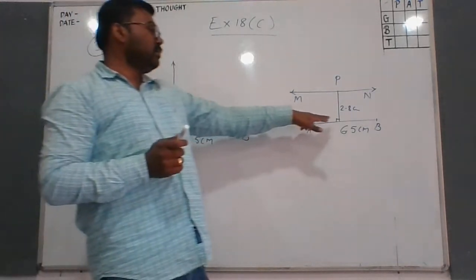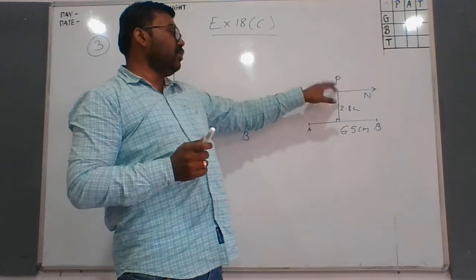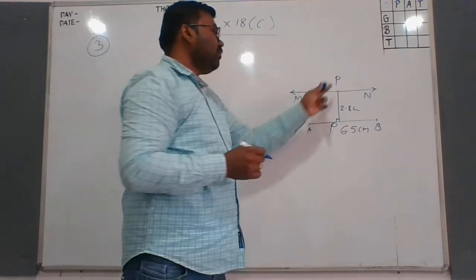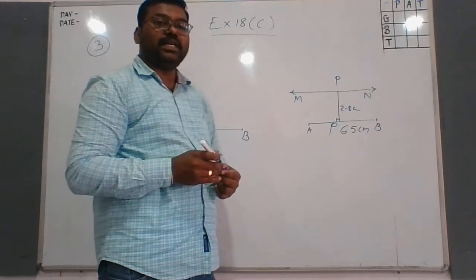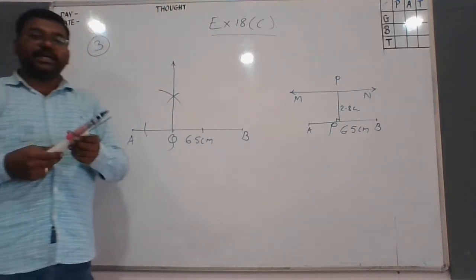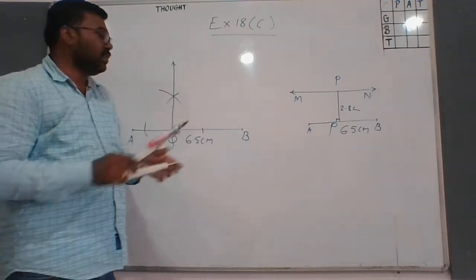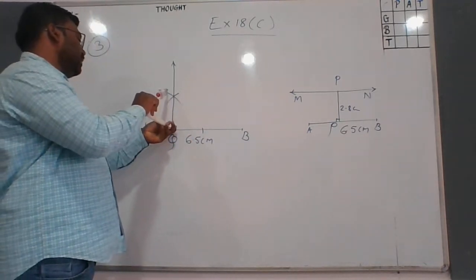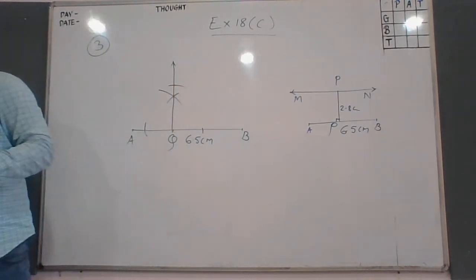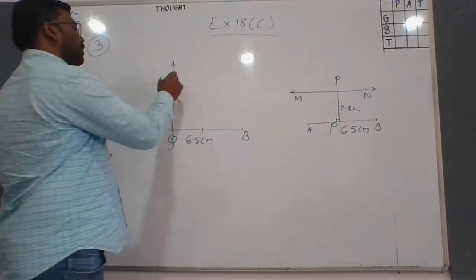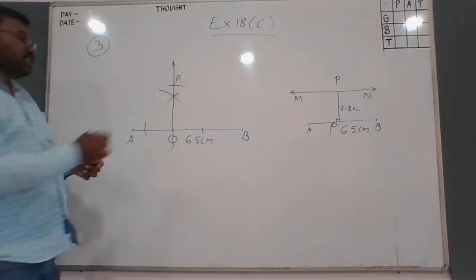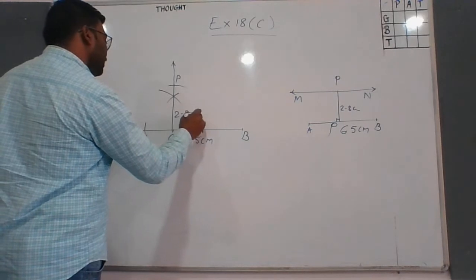Now we want this distance from point Q, means we want this PQ. Suppose this is the Q we have taken. We want this PQ as 2.8 centimeter. Now what we need to do? Take a radius of 2.8 centimeter in the compass. By taking the radius of 2.8 centimeter, cut the arc. This is the point P. From the point P, we want to draw this PQ of 2.8 centimeter.